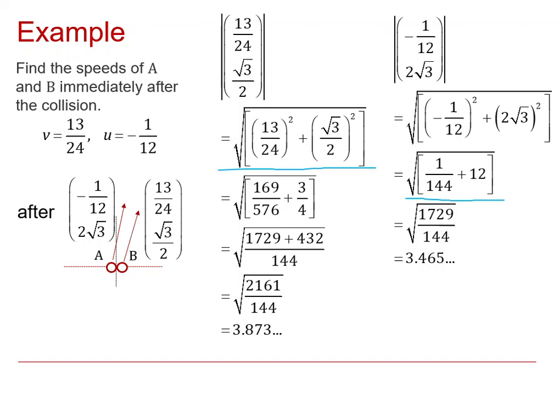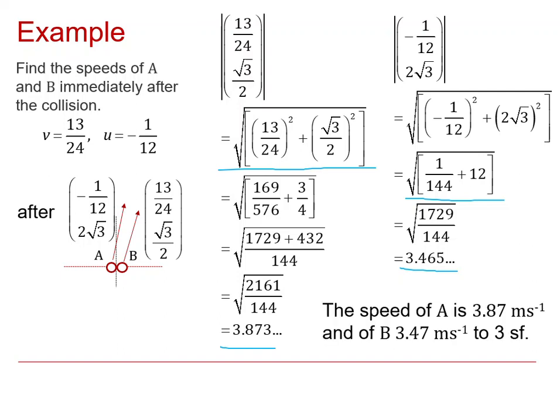Those are the two things we were working out, and I've used the calculator to crunch the numbers to get the answers 3.873 etc. and 3.465. Again, I remind you I'm using the convention of using dots when I get too lazy to write down any more, but that's basically what the calculator display shows, and then I'll correct that to give an answer in context. So there we are. The speed of A is 3.87 meters per second, and the speed of B is 3.47 meters per second.